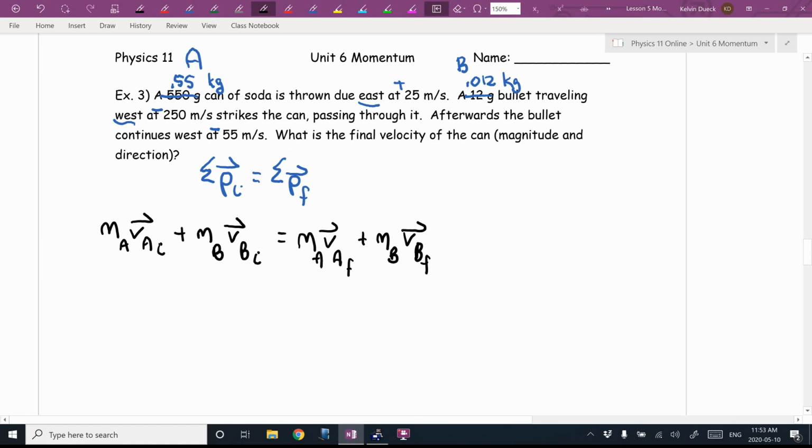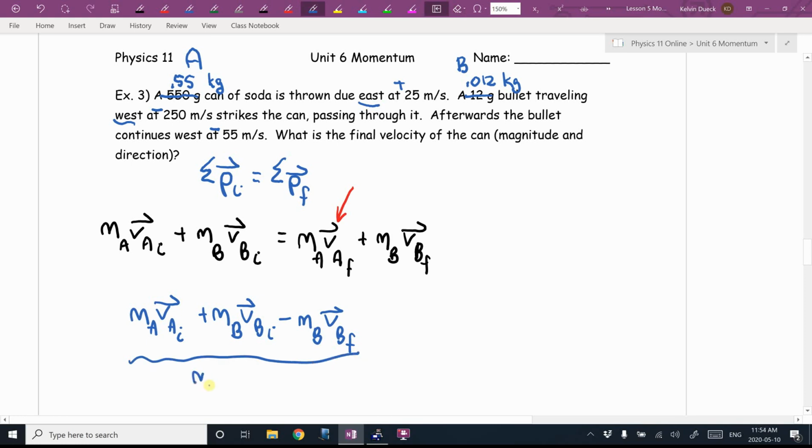This wants me to find the can velocity. The can velocity is that one right there. So I guess first the whole left side would drop down like a domino. It's a very messy initial. And then I would subtract the mass of B, velocity of B final. I would subtract that over. Don't write this next bit down. That would leave me with that. I guess I'm going to divide by the mass of A. So, divided by... And that's going to be VA final.